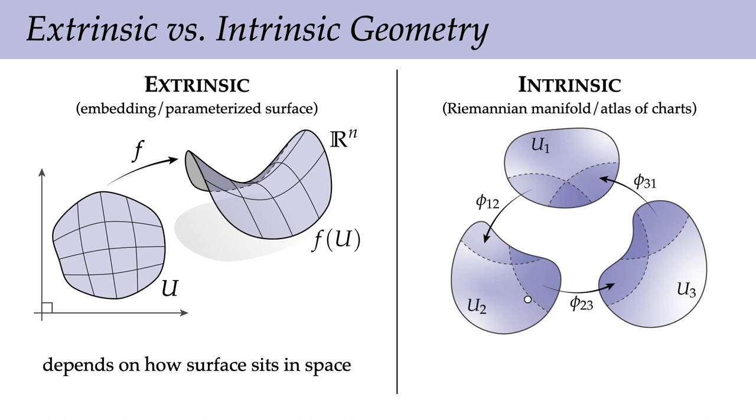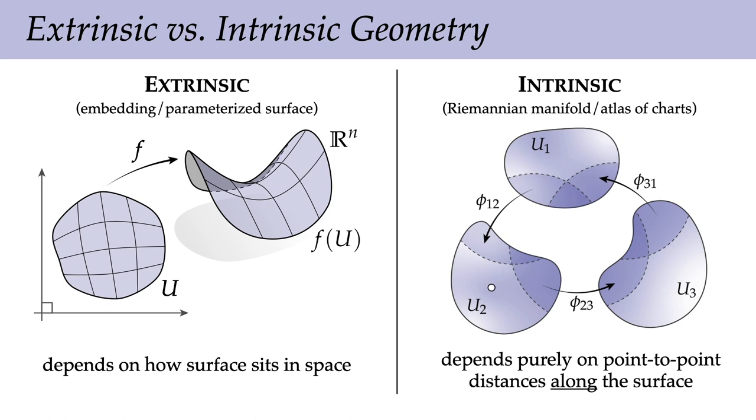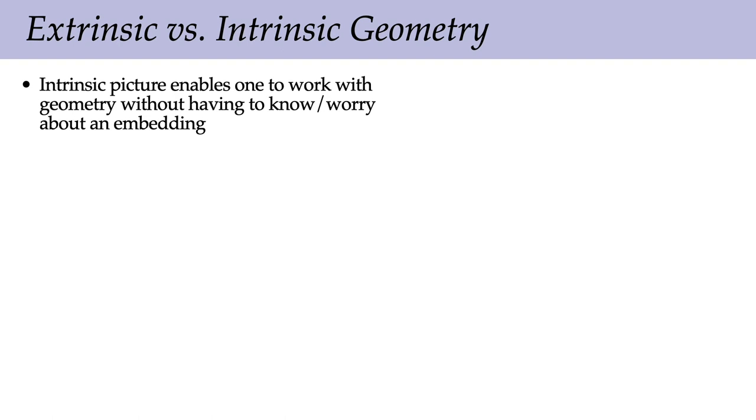Something that in differential geometry is called an atlas, an atlas describing a Riemannian manifold. And this description talks only about essentially point-to-point distances along the surface. You have no idea how this thing is sitting in space, but you can still measure quantities like how far it is from point A to point B, or what the angle is between two vectors, and so forth. Okay, why would we work with this strange intrinsic picture? Why is this something people have done in smooth geometry? Well, the intrinsic picture enables you to work with geometry without having to know or worry about how it's embedded into space. And this can be a big kind of liberation.